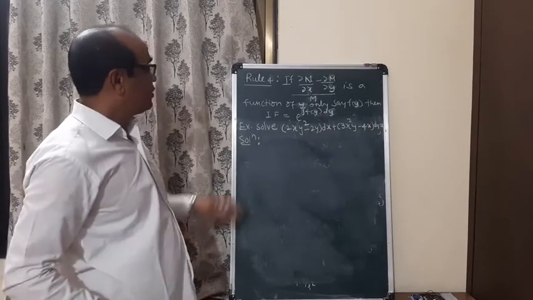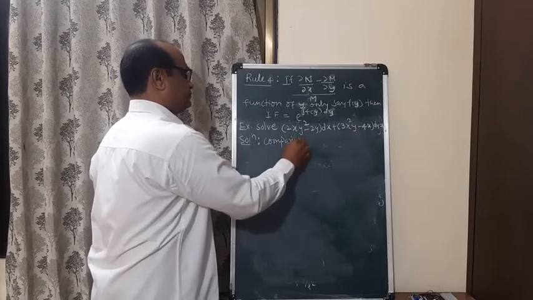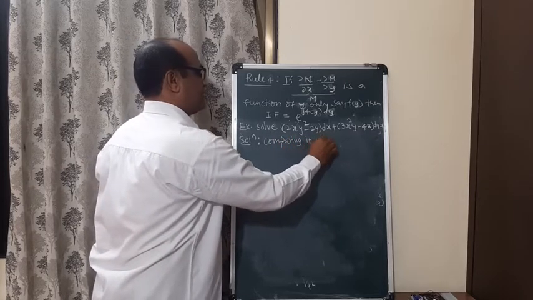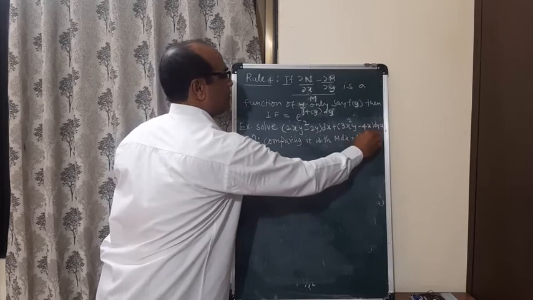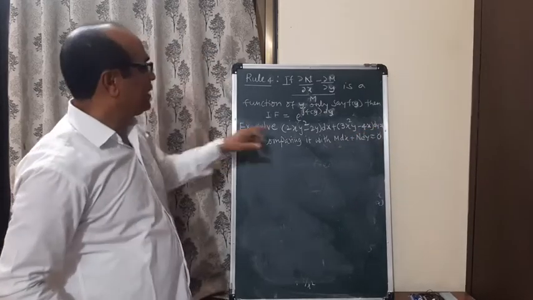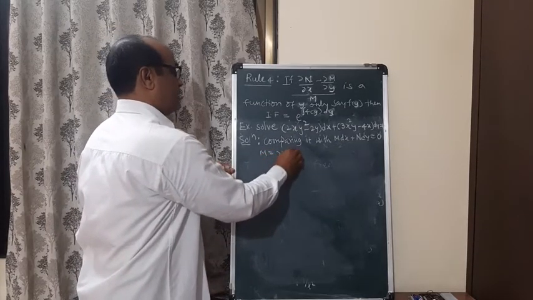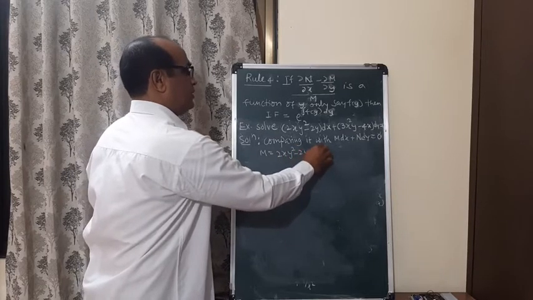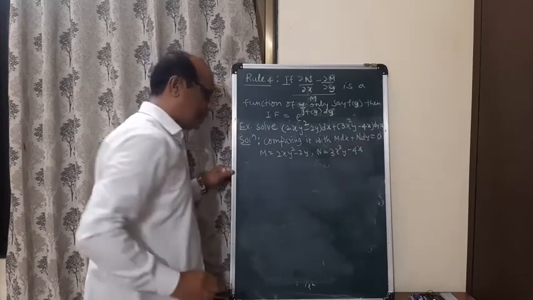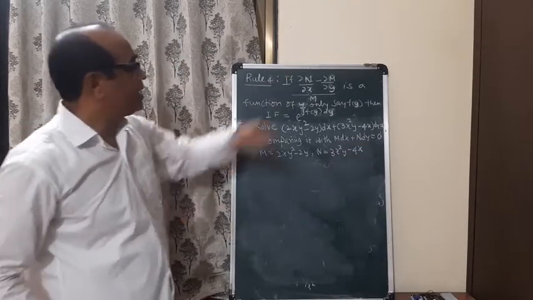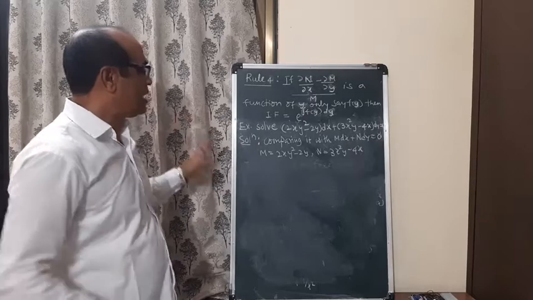So comparing it with the standard equation M dx plus N dy is equal to 0, we get M is equal to 2xy square minus 2y and N is equal to 3x square y minus 4x. So obtain ∂N/∂x and ∂M/∂y and put those values in this formula. So what is ∂M/∂y?